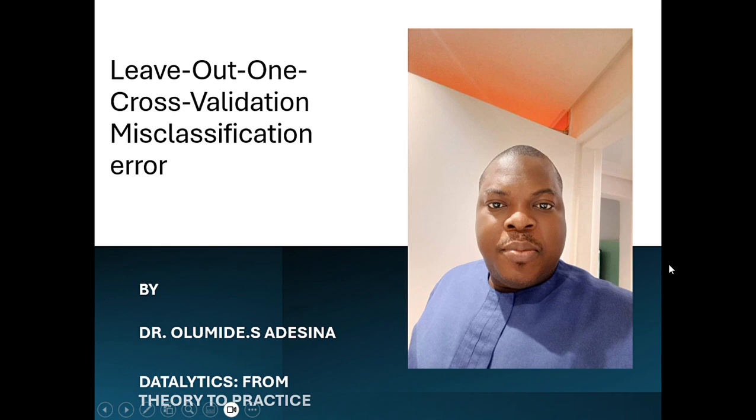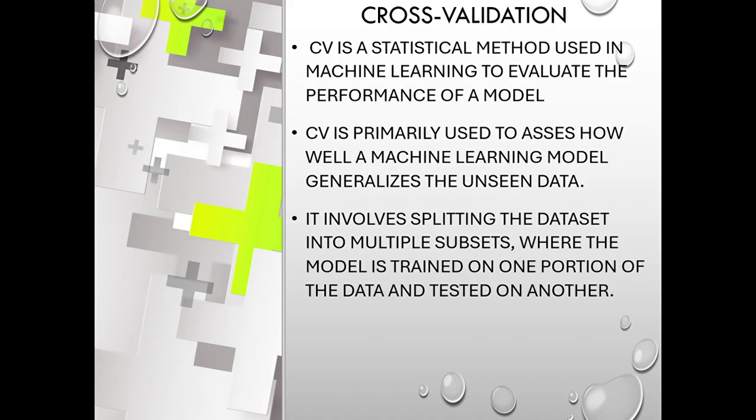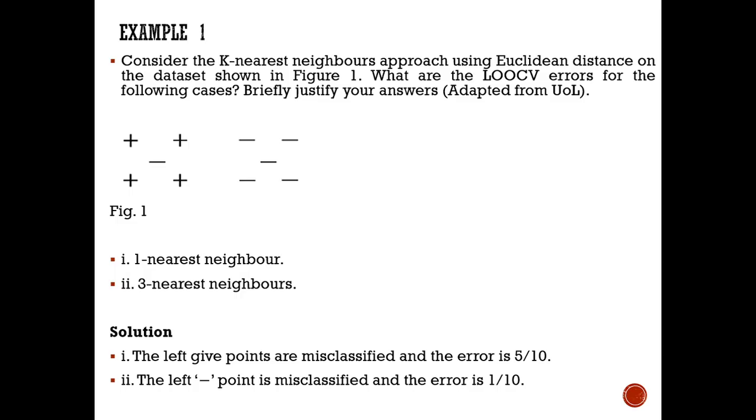Today we'll be looking at leave-one-out cross-validation misclassification error. You should expect to be able to solve problems on LOOCV misclassification error. We have discussed in earlier videos the use of cross-validation and KNN, K nearest neighbors. So let's look at an example.